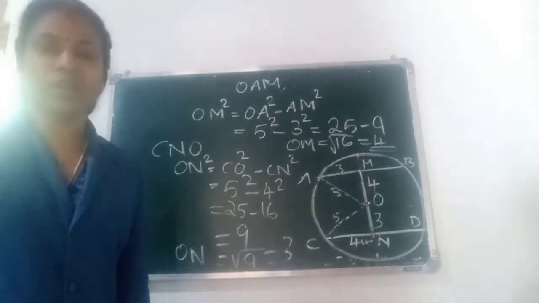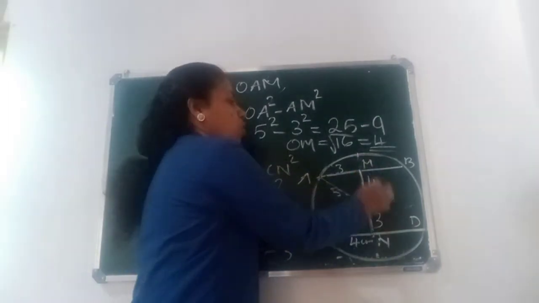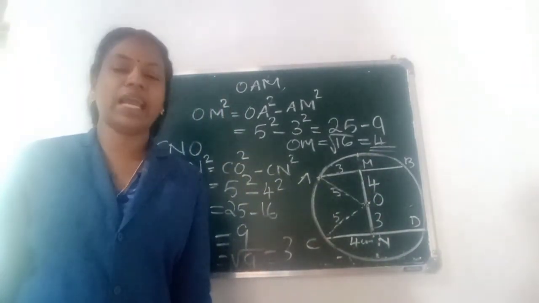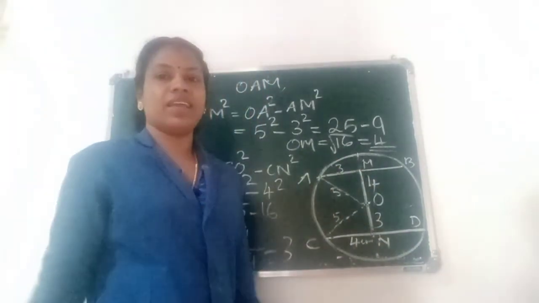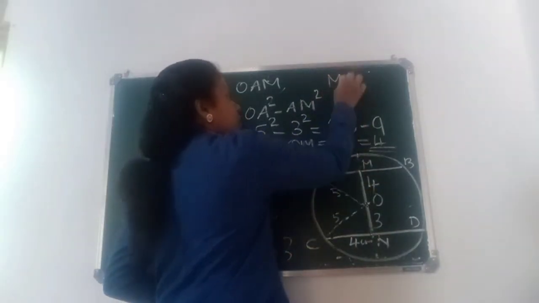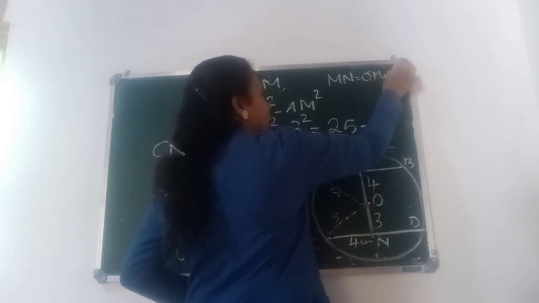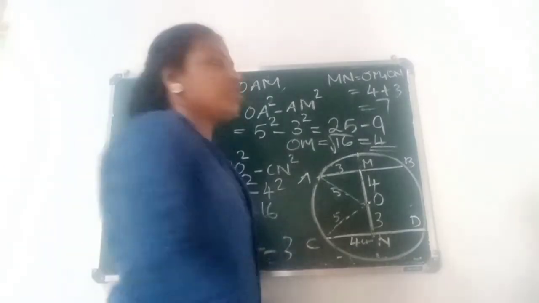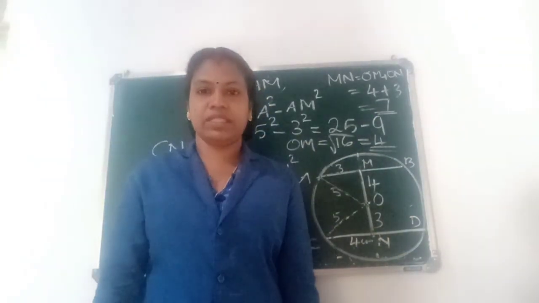Now, what about MN? MN equals OM plus ON. So the length of MN equals 4 plus 3, which equals 7 centimeter. The length of MN equals 7 centimeter.